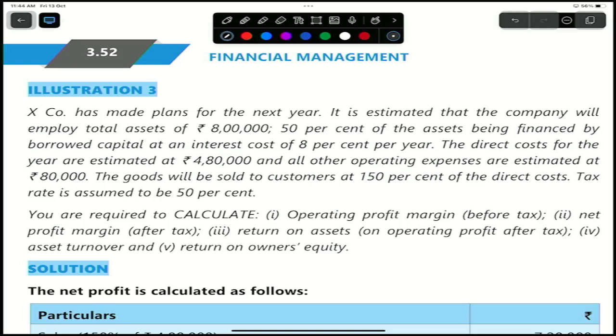You will purchase assets out of borrowed funds or own funds. So total funding is the total assets of a company. Next: return on assets on operating profit after tax, asset turnover, return on equity. These are all the 5 ratios. This was a 10 marks question given in one of the recent 2022 May or November exams. How many parts did he ask us to calculate? 5. 5 twos are 10 marks. Understood the point clearly?